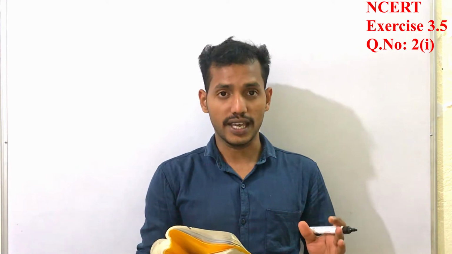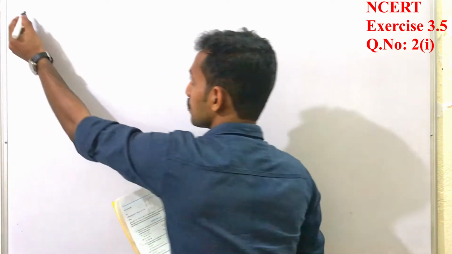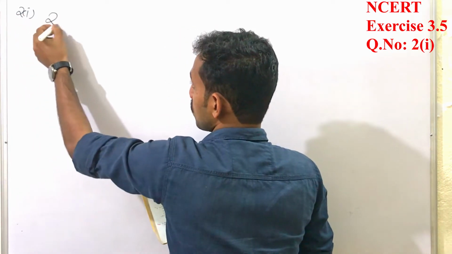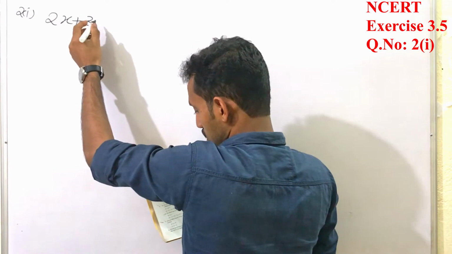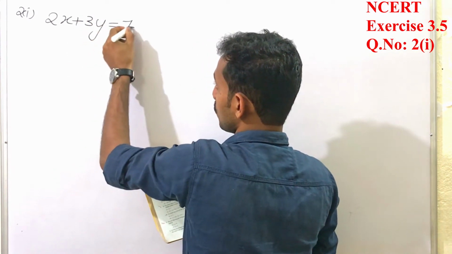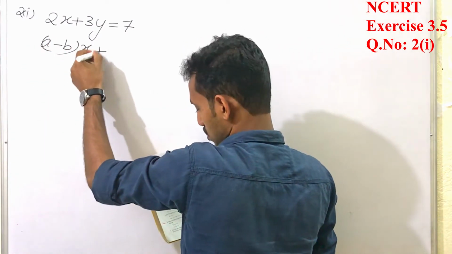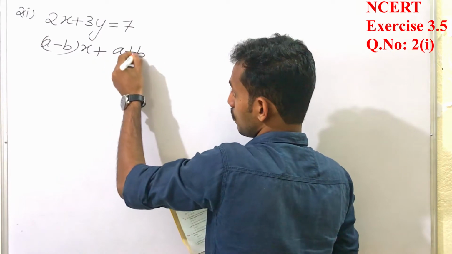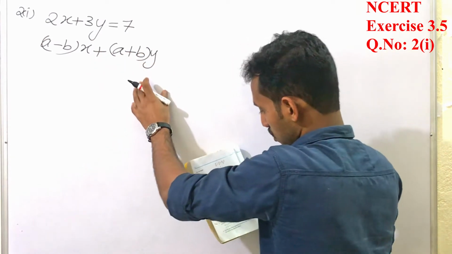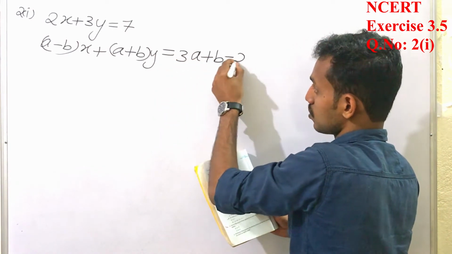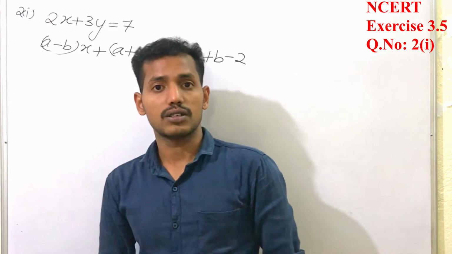For which values of a and b does the following pair of linear equations have an infinite number of solutions? Here two equations are given: 2x plus 3y is equal to 7 and (a minus b) into x plus (a plus b) into y is equal to 3a plus b minus 2. Okay, two equations are given.